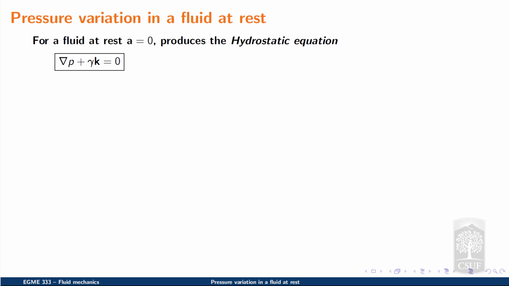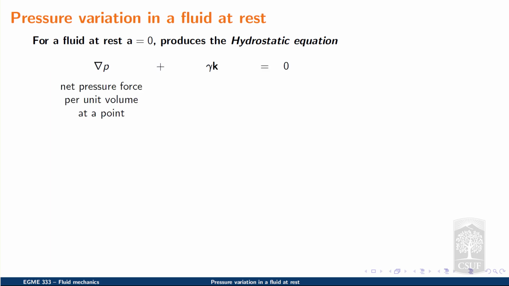So if we look at this equation term by term, we can interpret the gradient of pressure as representative of the net pressure force per unit volume at a point. And the second term, gamma times the k vector, is representative of the body force per unit volume at a point. The sum of these two forces per unit volume must equal 0. Note, this equation is written in vector form.